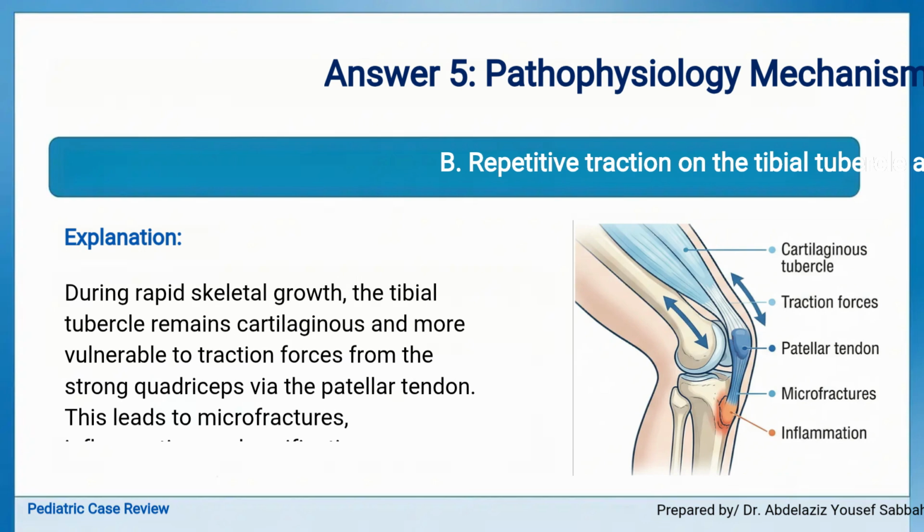During rapid skeletal growth, the tibial tubercle remains cartilaginous and more vulnerable to traction forces transmitted through the strong quadriceps muscle via the patellar tendon. With repetitive high-impact activities such as running and jumping, these traction forces cause microfractures at the apophysis. The resulting inflammatory response leads to pain, swelling, and reactive new bone formation, eventually producing the characteristic bony prominence. This process is significantly accelerated during growth spurts when the tibial tubercle is at its most vulnerable developmental stage.